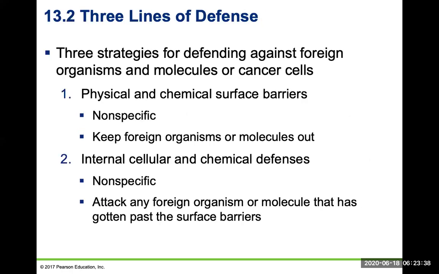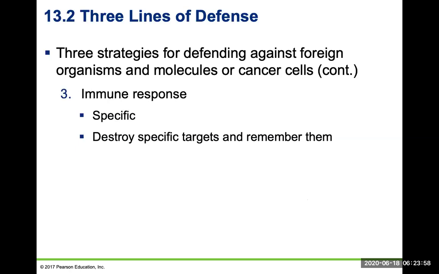You have three strategies for defending against foreign organisms. You have physical and chemical surface barriers. They're nonspecific, they keep foreign organisms or molecules out. And then you have internal cellular and chemical defenses, which are also nonspecific, and they'll attack anything foreign that has gotten past the surface barrier. And then you have an immune response, which is very specific depending on what has invaded you. You have specific types of cells that will attack that substance or structure, and it will destroy specific targets and also remember them.